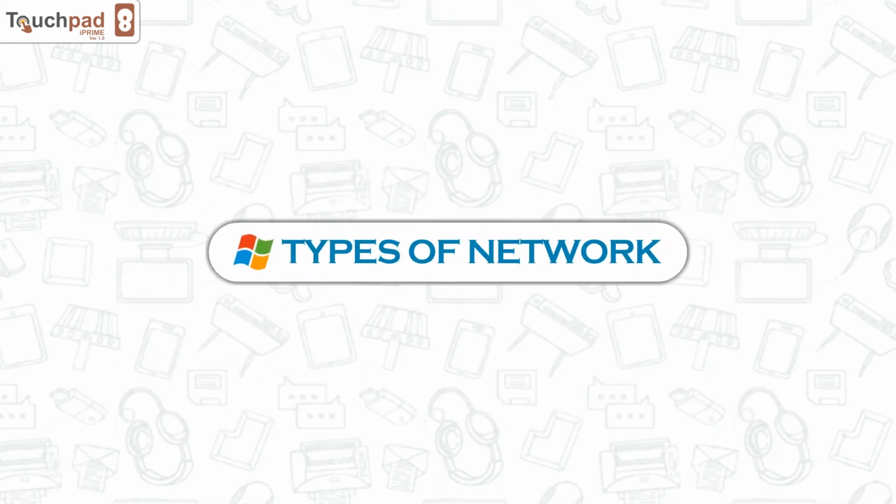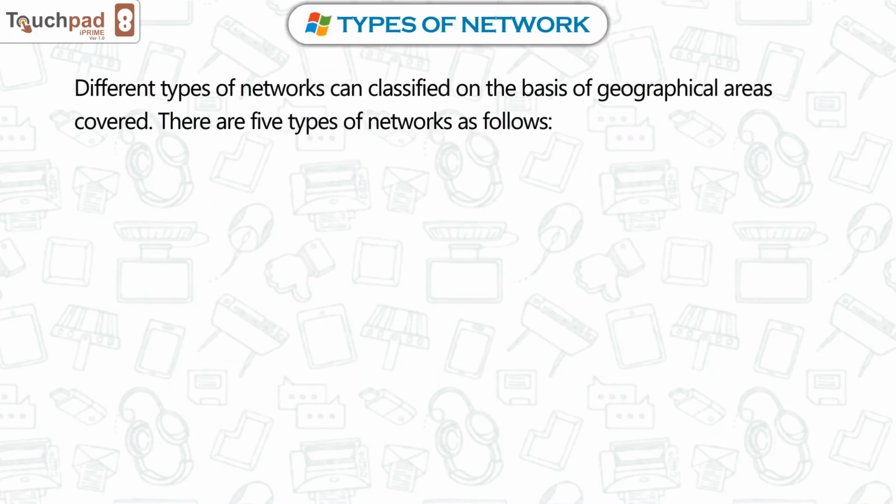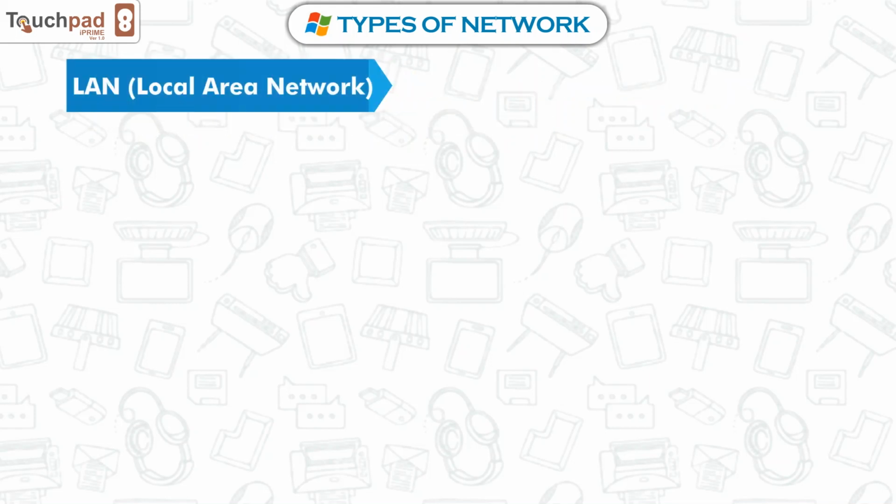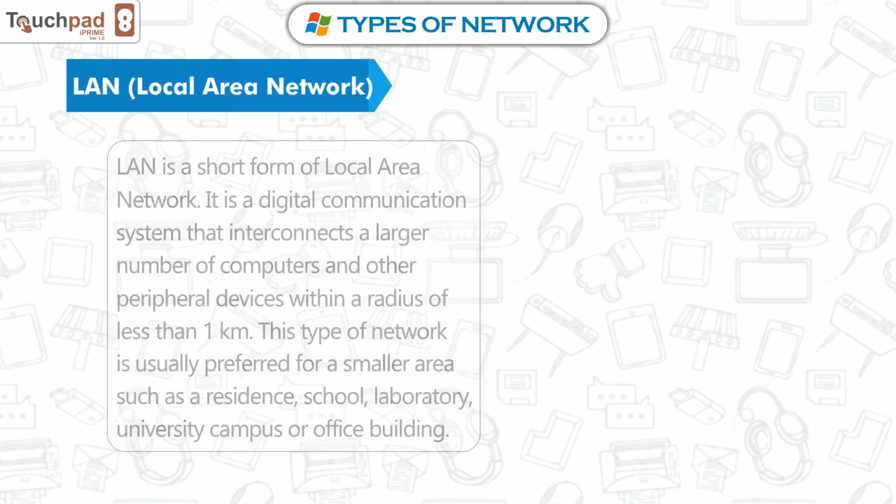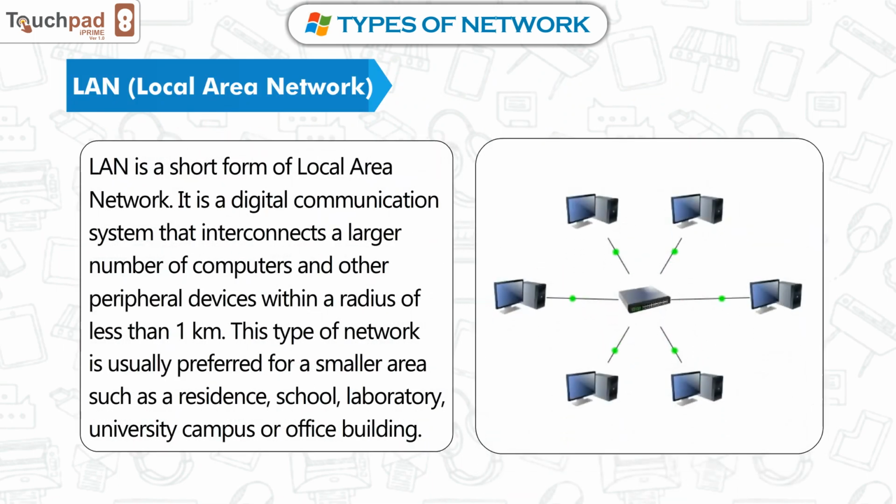Types of networks. Different types of networks can be classified on the basis of geographical areas covered. There are 5 types of networks as follows. LAN, Local Area Network. LAN is a short form of Local Area Network. It is a digital communication system that interconnects a larger number of computers and other peripheral devices within a radius of less than 1 kilometer.